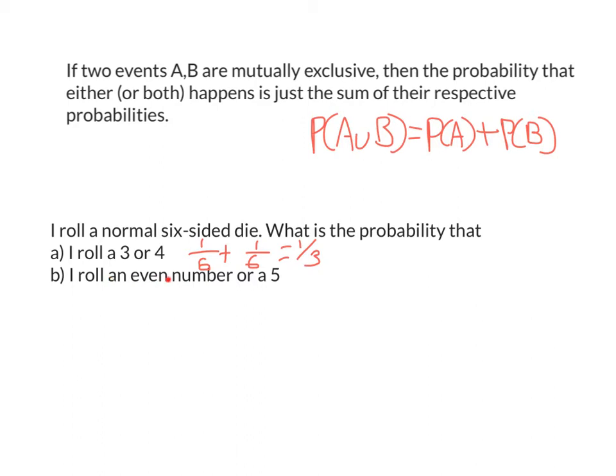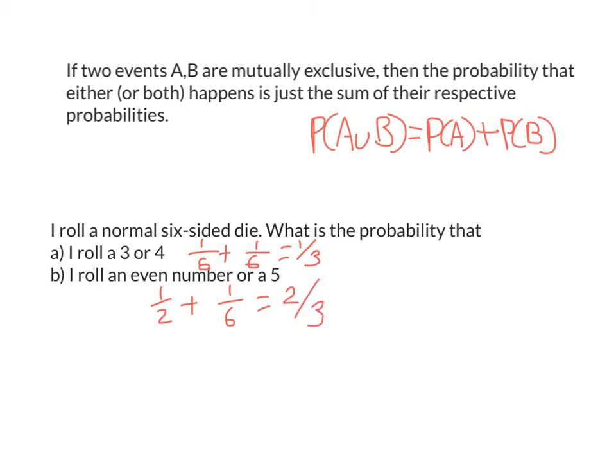So what's the probability I roll an even number or a 5? Well, once again, these two events are mutually exclusive. You can't roll a number that is both even and a 5. So, because they're mutually exclusive, the probability this or this happens is just the sum of their probabilities. The probability I roll an even number is 1 over 2. The probability I roll a 5 is 1 over 6. The probability this or this happens, I just add up these two. 1 over 2 plus 1 over 6, and that gives you 4 over 6 or 2 over 3.